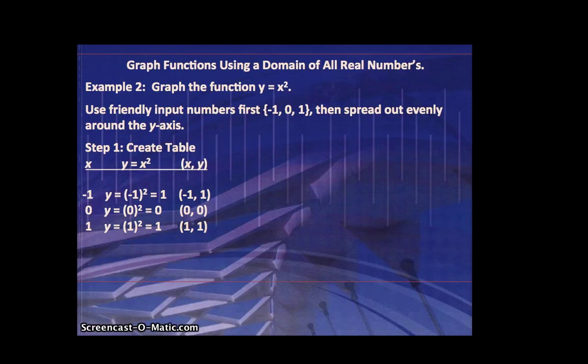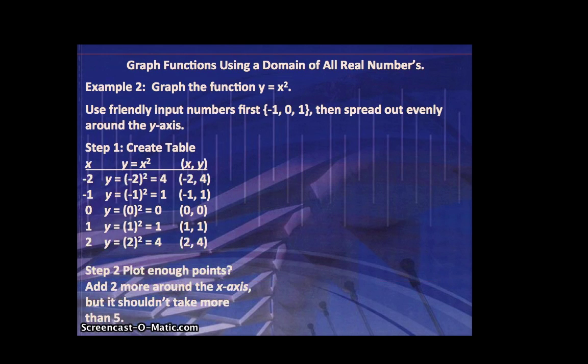So part 2, or example 2, we want to graph using a domain of all real numbers. And if we're given the function y equals x squared, then we'll use friendly numbers first: -1, 0, and 1. Assume the graph is going to be continuous, and there are infinite points because the domain is not provided. Substituting in parentheses will help reduce the careless errors. If you're still not sure what the graph looks like, then go to step 2.